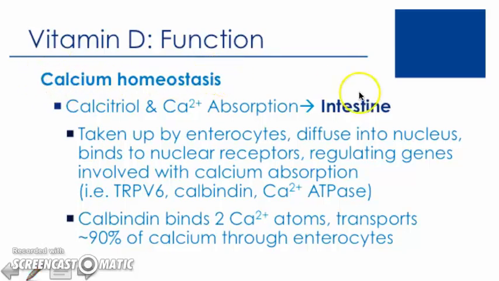So now at the level of the intestine, we're going to talk about the effect of calcitriol. In the intestine, within the nucleus, we have the vitamin D receptor. Calcitriol will enter the nucleus and bind to the nuclear receptor within the enterocyte. In response, we see an increase in transcription and an increase in protein synthesis, and the proteins that will be synthesized in response to calcitriol binding to the vitamin D receptor are those proteins involved in calcium absorption.